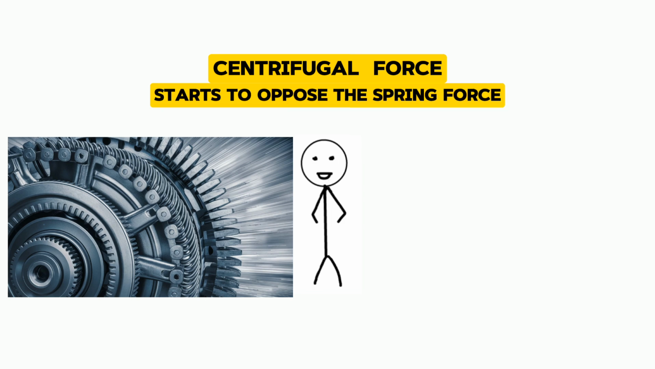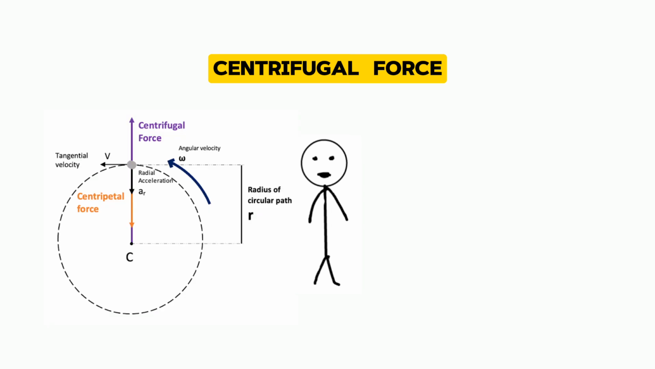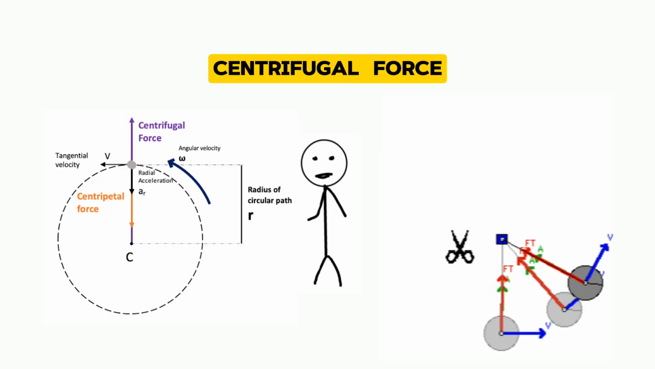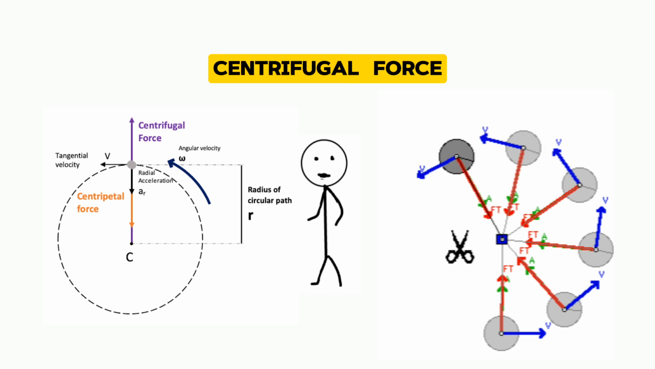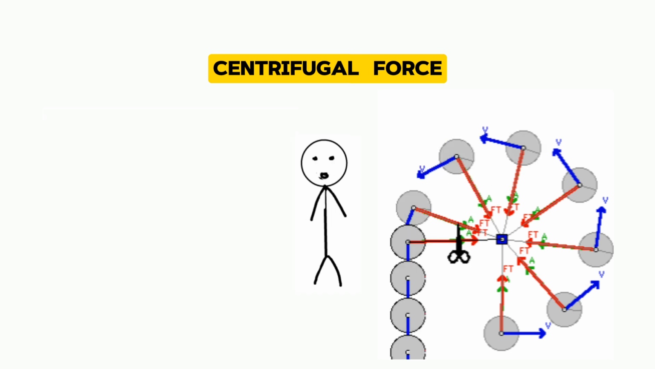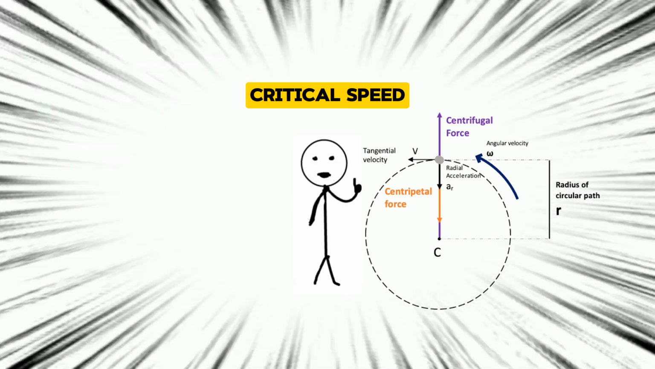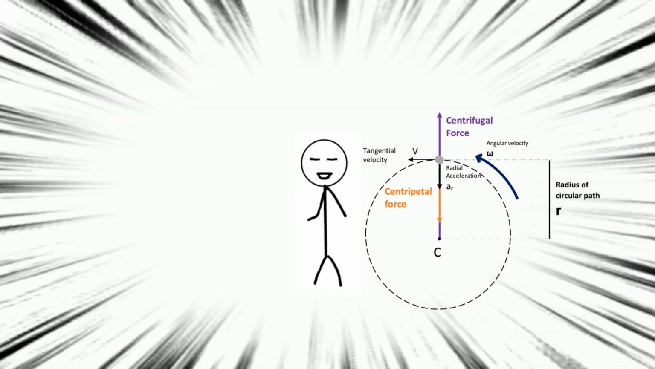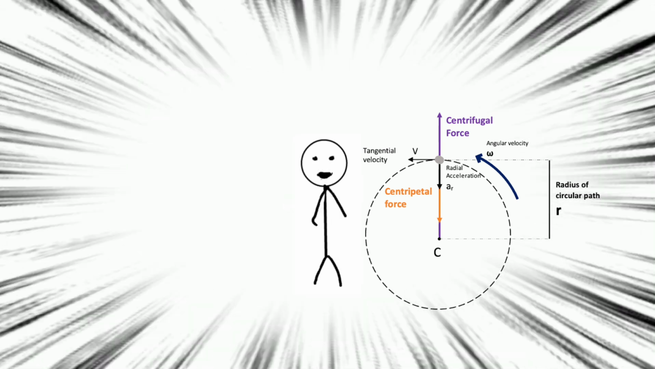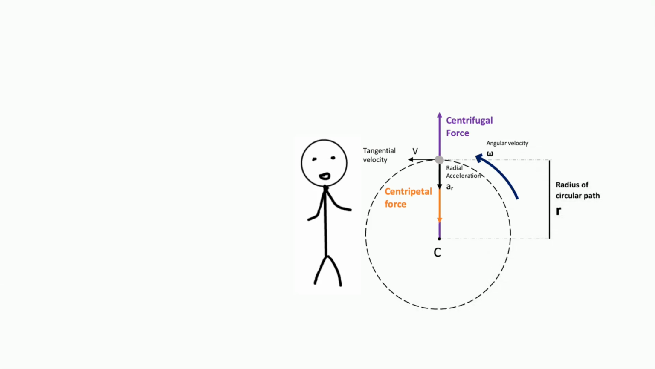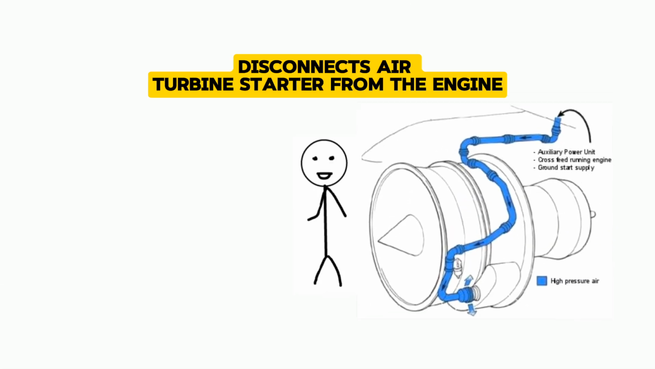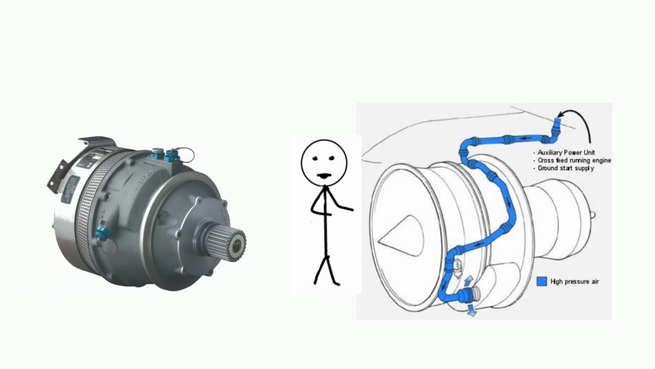However, as the engine speed picks up, the centrifugal force acting on the teeth starts to oppose the spring force. To visualize, think of spinning a jug filled with water. The faster you spin it, the more the water moves to the outer edges due to centrifugal force. Similarly, when the engine reaches a critical speed, the centrifugal force overcomes the spring force, causing the pawls to retract completely. This action effectively disconnects the air turbine starter from the engine, allowing the air turbine starter to stop automatically.